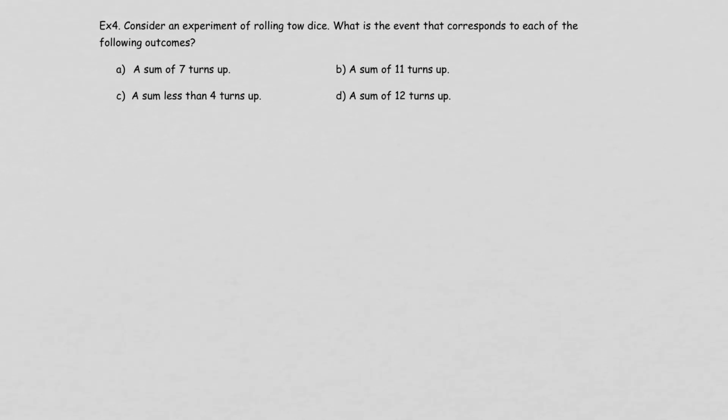Example 4 is asking, consider experimenting rolling 2 dice. What is the event that corresponds to each of the following outcomes? The first outcome is a sum of 7 turns up, right?